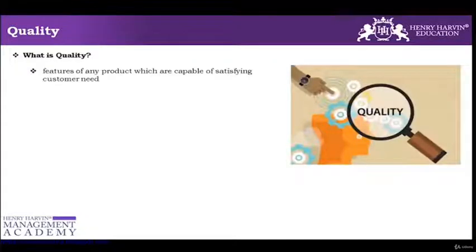You meet what was required to be produced. Okay, absolutely wonderful. So quality is something when it is required to be produced or required to be delivered. It is basically meeting the customer requirements, specifications, to ensure that our customer is really delighted at the end of the day. So any features of any product which are capable of satisfying customer need, as you said.